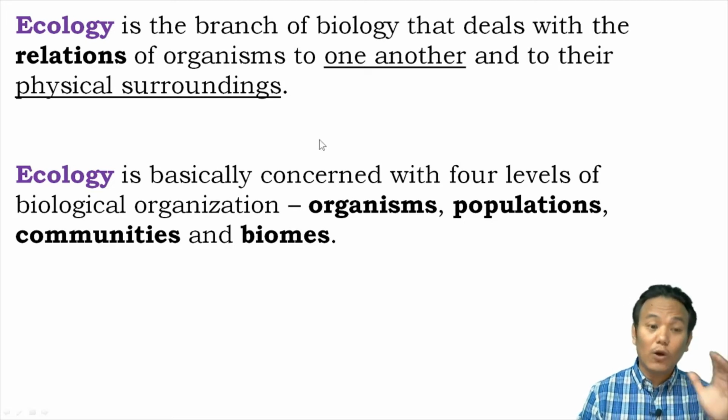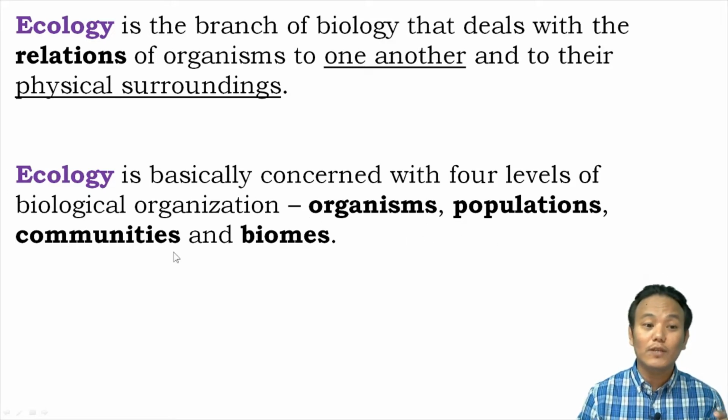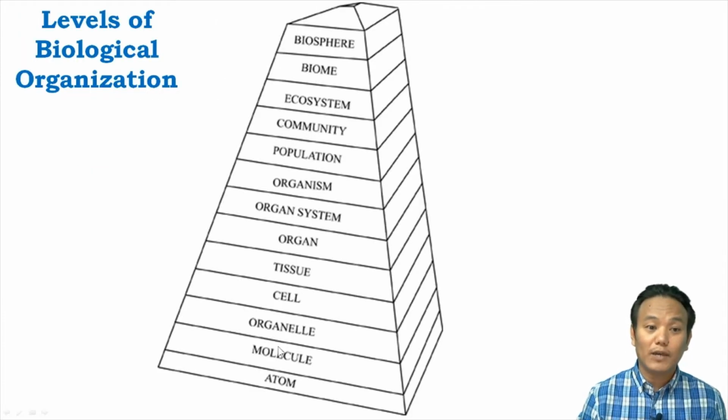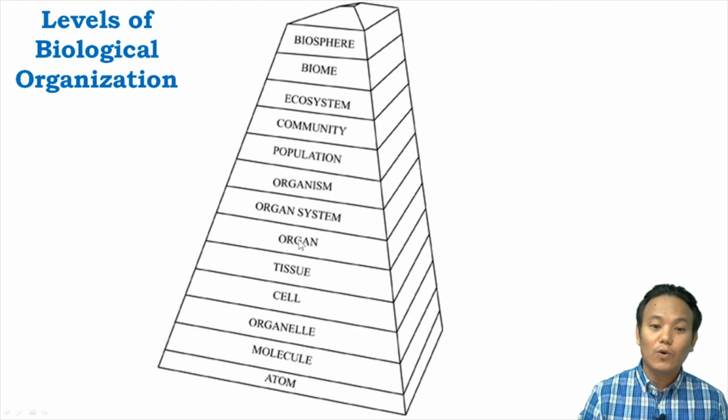Right. And ecology is basically concerned with four levels of biological organization. They are organisms, population, communities, and biomes. If you look at biological organization, these are the levels of biological organization. It starts with atom, molecule, organelle, cell, tissue, organ, organ system, organism, population, community, ecosystem, biome, and biosphere. So these are the levels of biological organization.